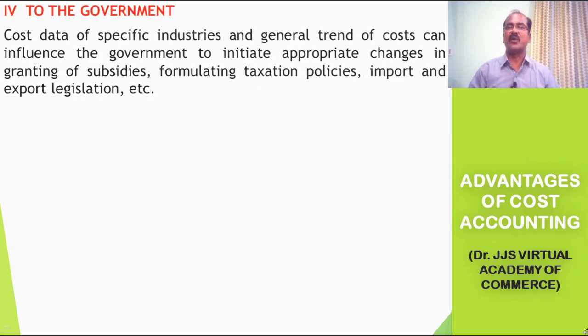Then what about the advantage of cost accounting to the government? Cost data of specific industries and general trend of cost can influence the government to initiate appropriate changes and adjustments in granting of subsidies, formulation of taxation policies and other policies, import and export legislation, etc. By looking at the cost data of various industries and the general trends of the cost data, the government can initiate suitable changes in its subsidy policies, in its taxation policies, in its import and export policies, or in its special concentration towards certain industries. All these are made possible to the government by looking at the cost data of the industries and the general trend of the cost data of such industry.